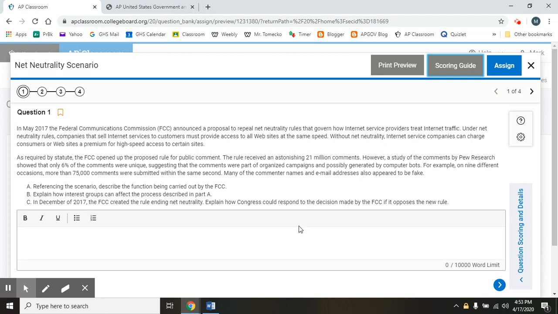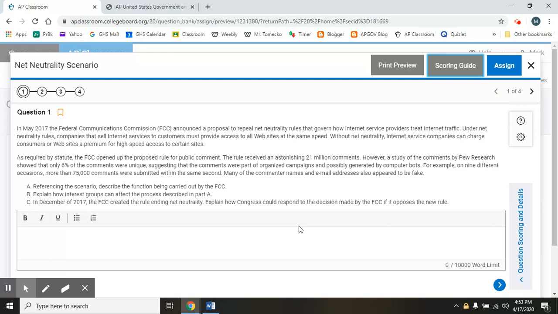Then finally, it says December 2017, the FCC created the rule. So again, a strong hint as to what that function is in Part A. The FCC created the rule ending net neutrality. Okay, so they've gone through the process, they've created this rule, they received public comments, and then they finalized the rule and they ended the net neutrality rules. Explain how Congress could respond to the decision made by the FCC if it opposes the new rule.